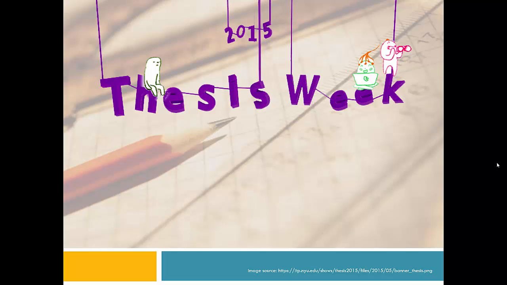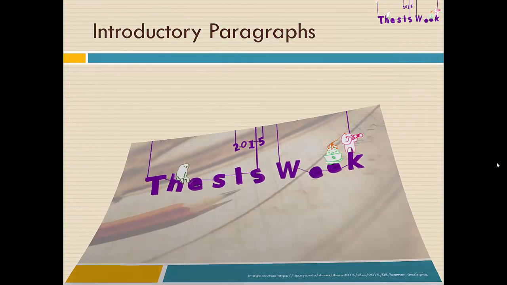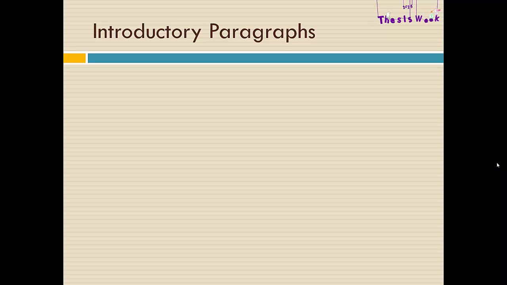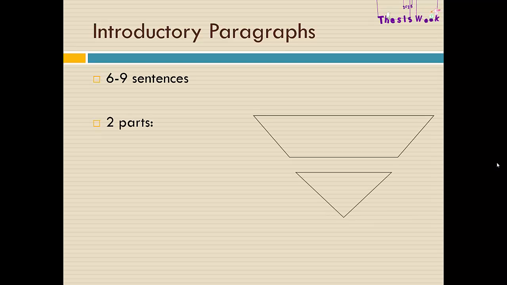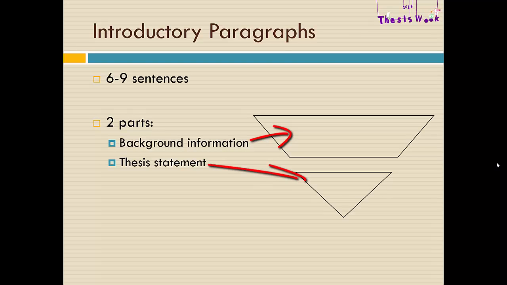Let's get started. We'll start with a look at the introductory paragraph. At this level, the expectation is that your paragraphs will be between 6 and 9 sentences long. They may sometimes be longer, but they should almost never be shorter than 6 sentences. In a persuasive essay, an introductory paragraph can be divided into 2 parts. The first part is called the background information. The second part is where we write a thesis statement.